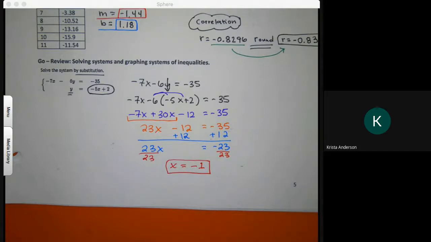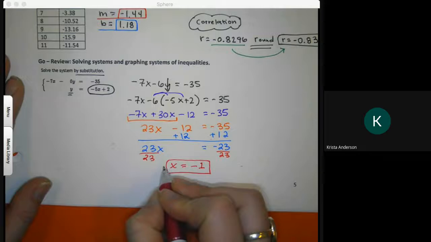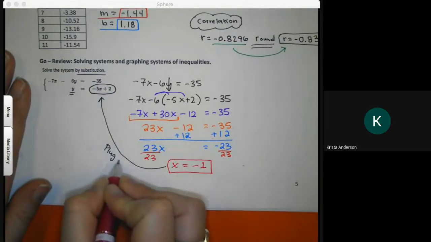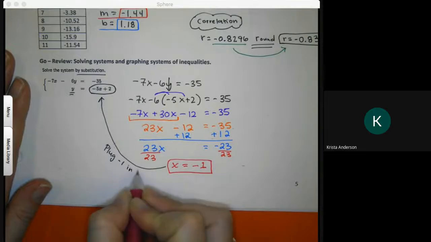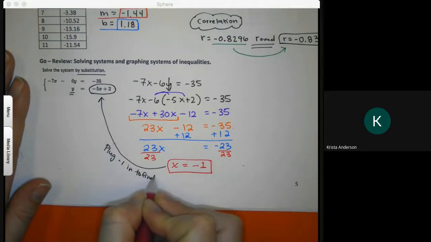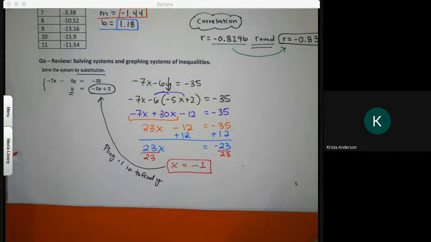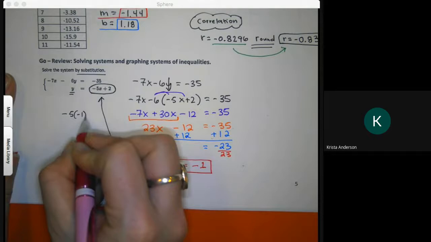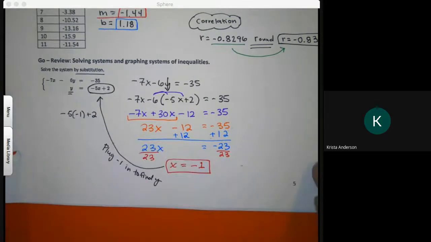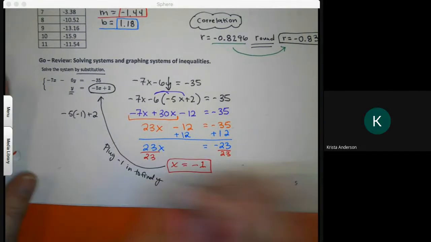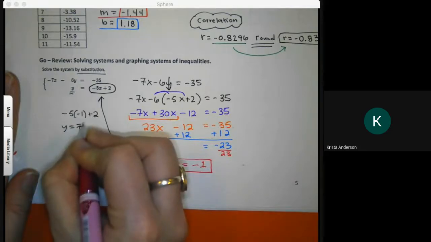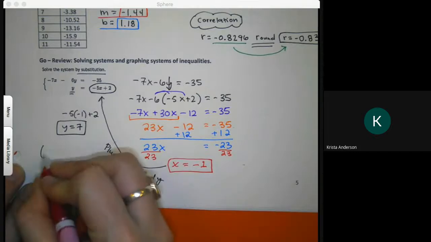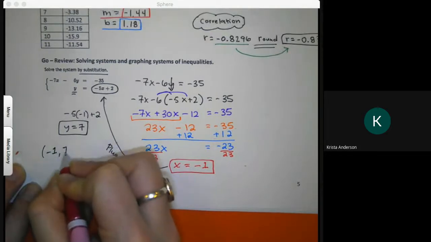I then take my value, plug negative 1 in to find the y. What is negative 5 times negative 1? 5. 5 plus 2. X, comma, y.